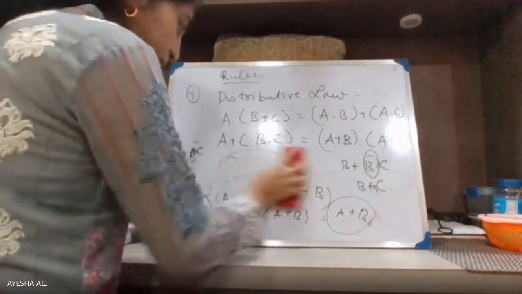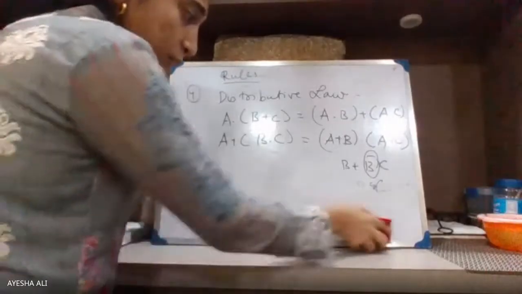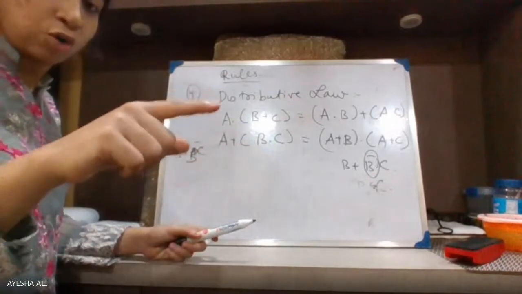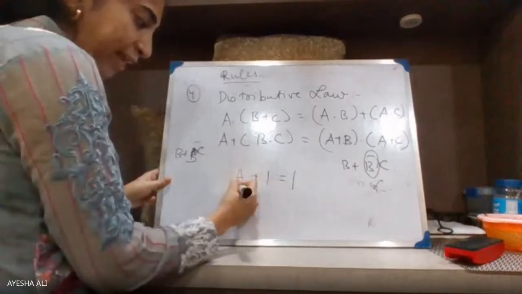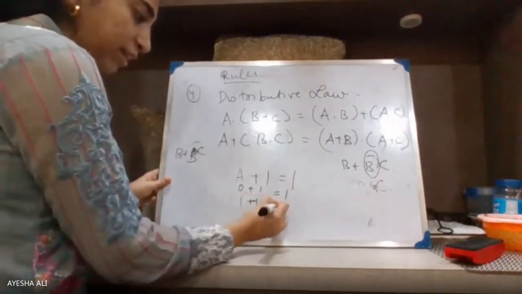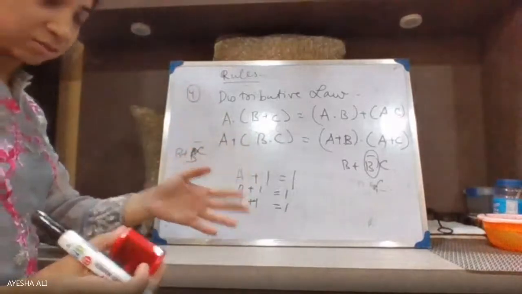Okay, one more thing. Ma'am, could you repeat this one, like C plus 1? I just told you beforehand, C plus 1 is equal to 1. That was an OR rule. Remember? A plus 1 is 1. If A is 0, 0 plus 1, the output is 1. And if A is 1, 1 plus 1, the output is 1. Okay, ma'am, got it. I was just trying to recall that.